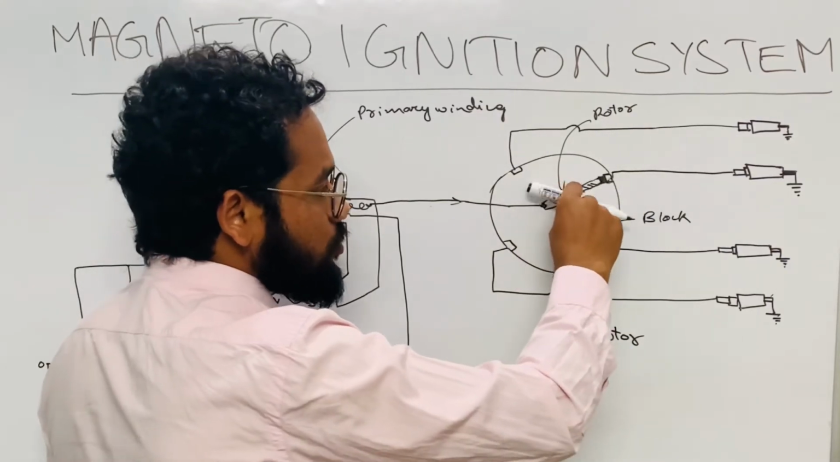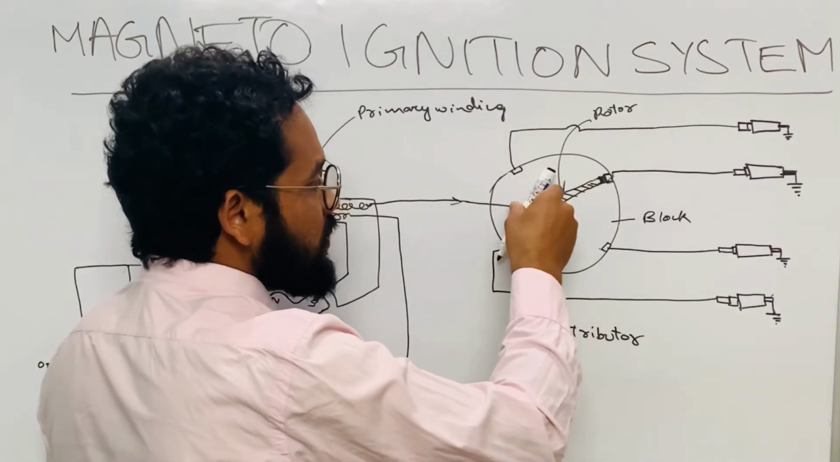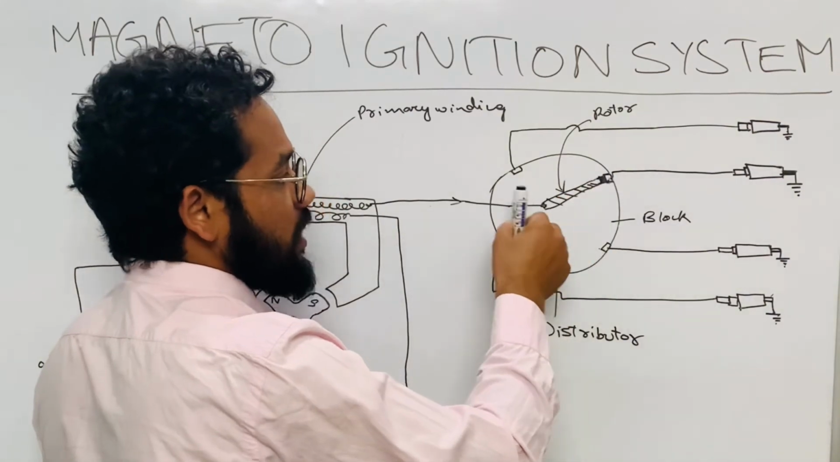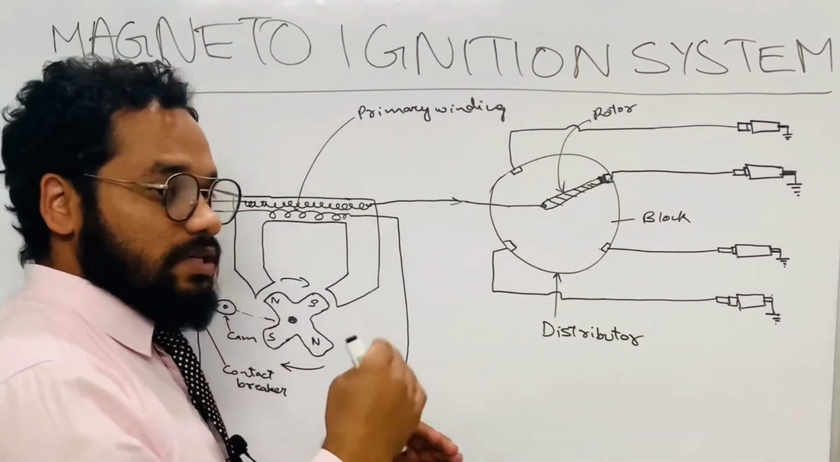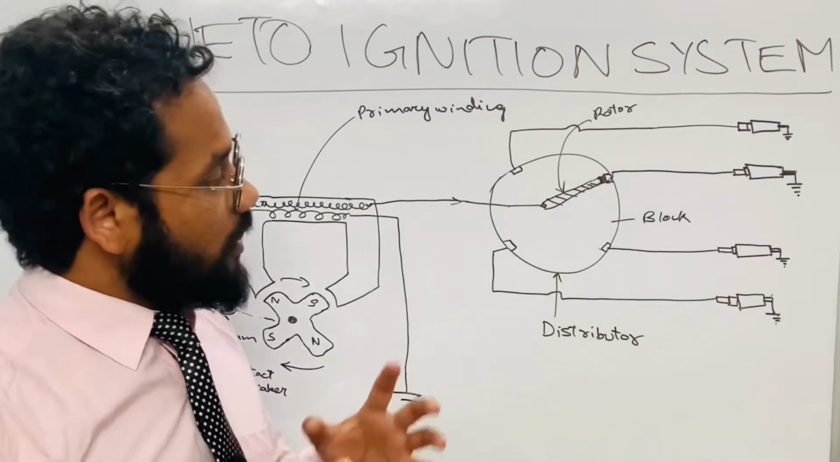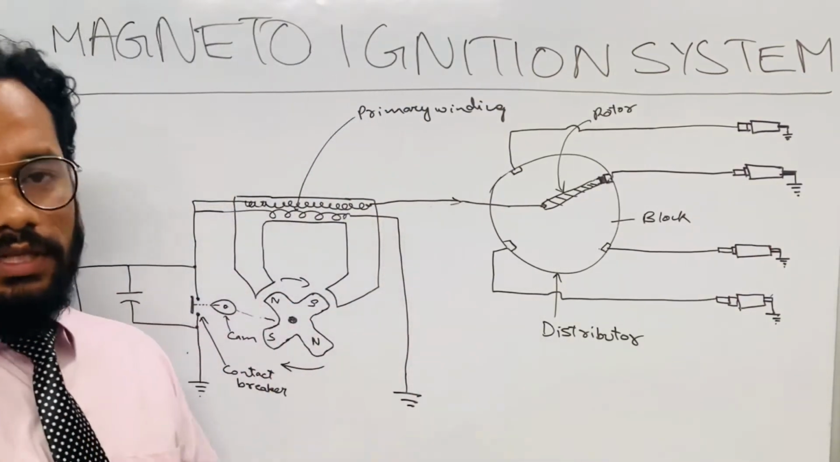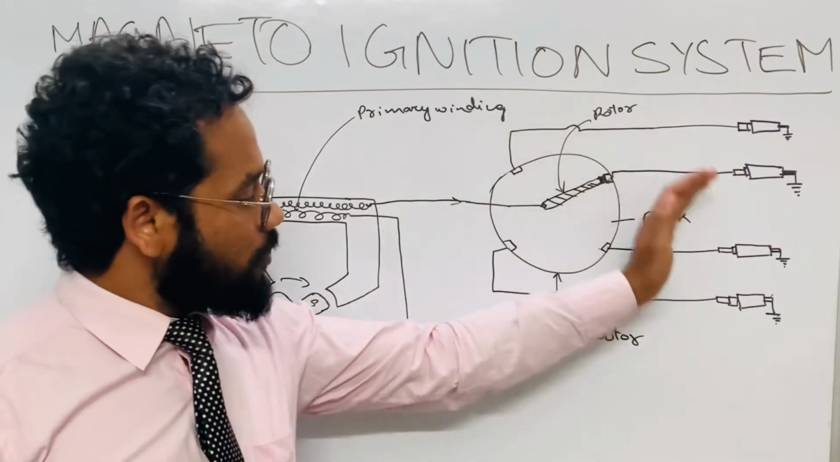So as the rotor is rotating, it will be touching these segments in a particular sequence, and subsequently the spark will be produced in each spark plug inside the cylinders, so that the fuel-air mixture is burnt within the cylinder. So friends, that's all about the distributor.